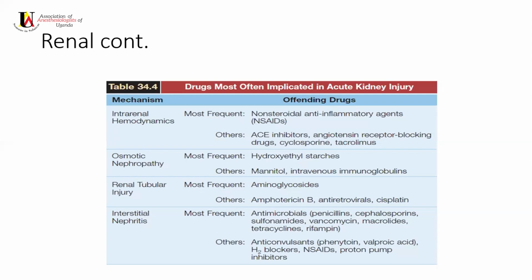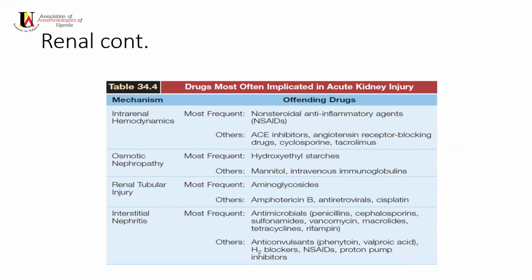Most frequently, you have NSAIDs that affect intrarenal hemodynamics. You have some ACE inhibitors, ARBs, cyclosporine, and then you have other drugs that may give you some osmotic nephropathy, like hydroxyethyl starches, mannitol, or immunoglobulins.